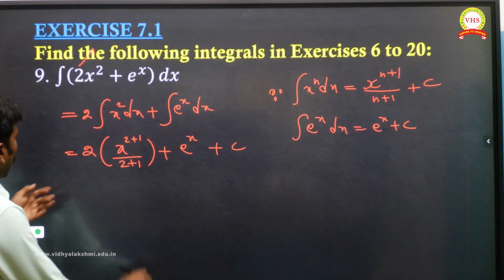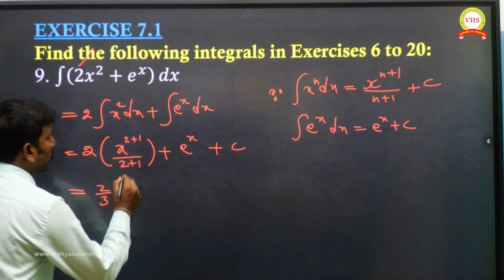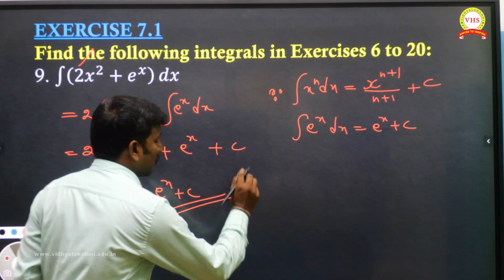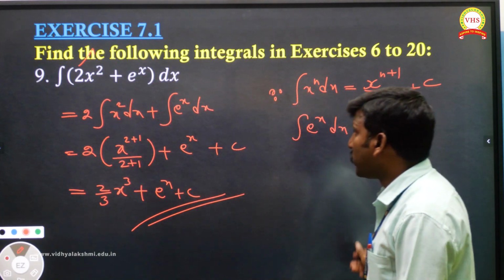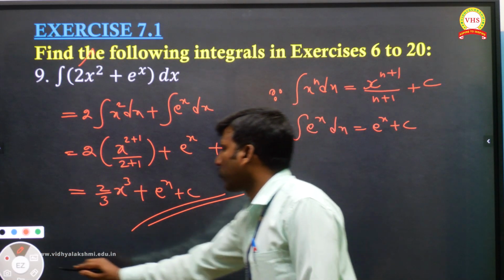That's it. Now when you add, you come to know 2 plus 1 is 3. So 2 divided by 3, x power 2 plus 1, 3 again, plus e power x plus c. That's it. Is that our required answer for question number 9? I hope you understand. Let's go to question number 10. Okay.